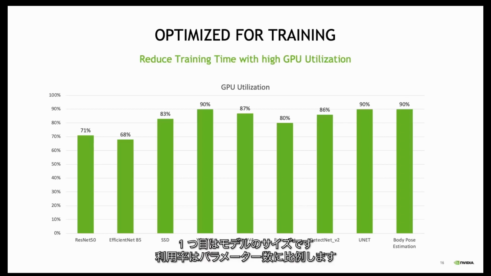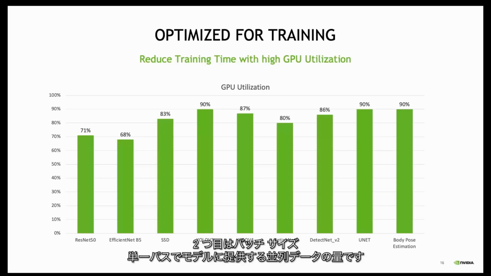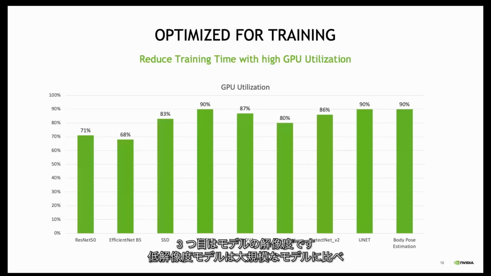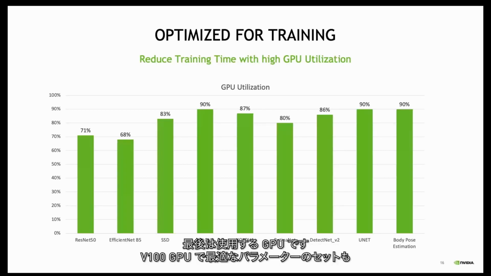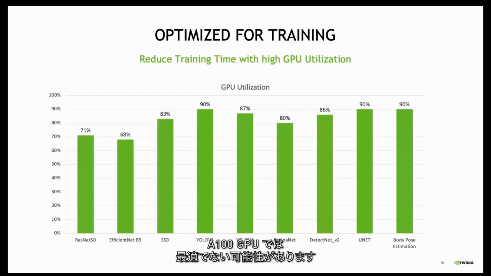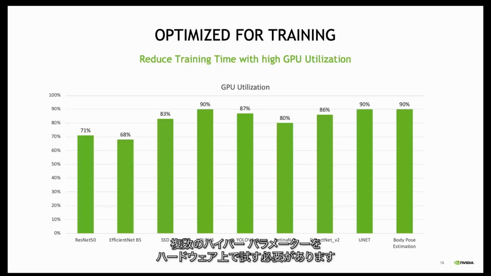Size of the model. The more parameters you have, the higher utilization you'll be able to achieve. Batch size. How much parallel data you are providing to your model in a single pass. Resolution of the model. A lower-res model might not optimize as well as a larger model. And lastly, the GPU that you are using. One set of hyperparameters might be optimal for a V100 GPU, but might not be optimal for an A100 GPU. So to get the maximum utilization, you'll have to experiment with a few hyperparameters on the hardware that you're training on.